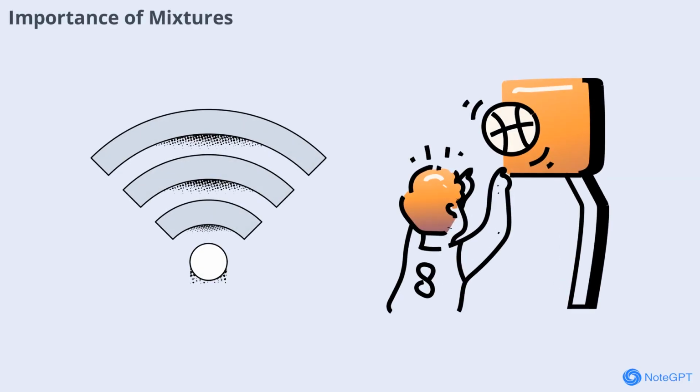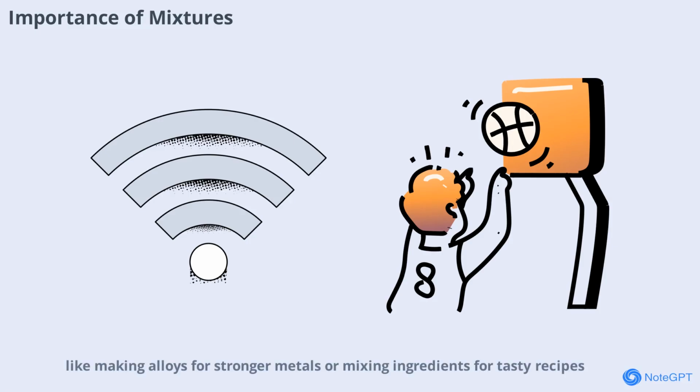Mixtures are a part of our daily lives. The air we breathe, the food we eat, and even the soil are mixtures. Mixtures allow us to combine different substances for specific purposes, like making alloys for stronger metals or mixing ingredients for tasty recipes. Recognizing mixtures helps us understand how substances interact in the world.